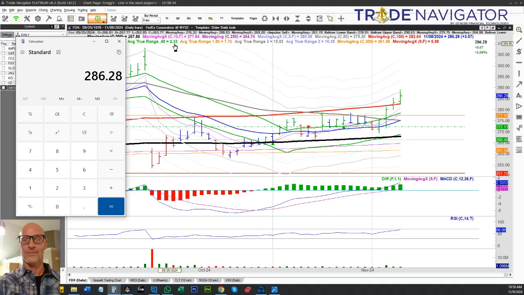So I have to do this every day. I take the closing price of all my positions. Right now, this one's 286.28. Add the value of the 0.45 to it, which is 2.33. So 286.28 plus $2.33. My first profit target for Monday will be 288.61.